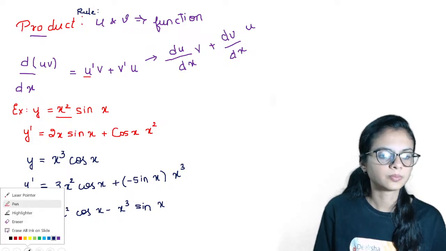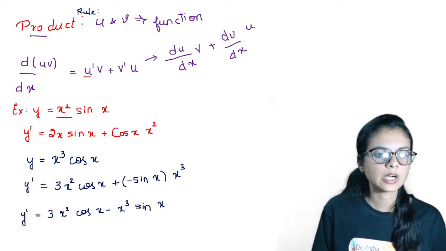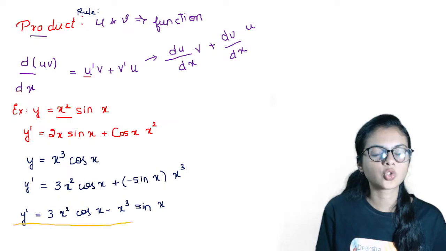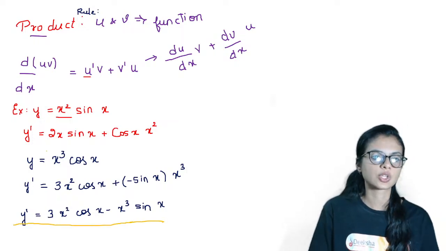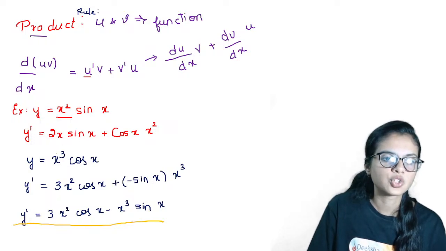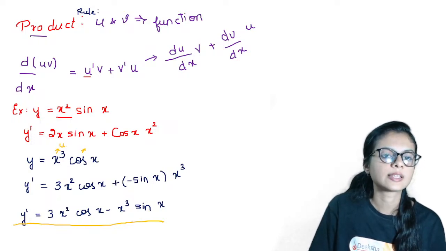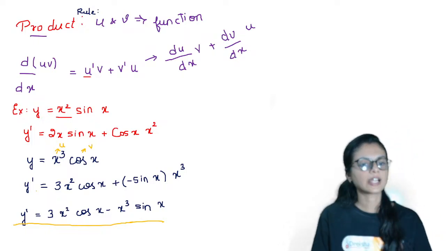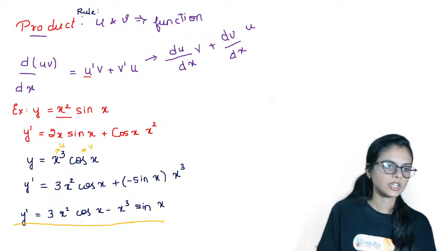Is it clear? Is it clear how to calculate the product rule, how to use it in the equations when there are two functions, such as the first function is u and the second function is v? At that time you should use these kinds of conditions.